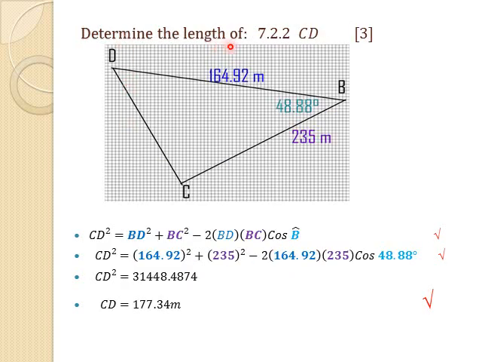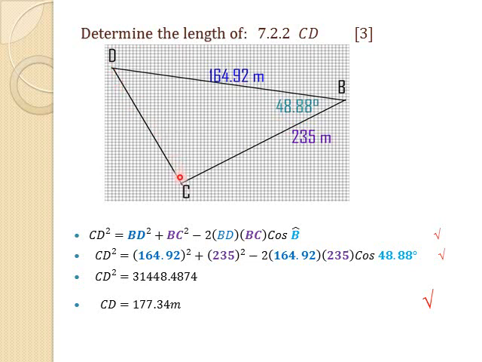So now to determine the length of CD, 3 marks. Remember we solved BD, it's 164,92. For the bottom triangle, we have the angle 48,88, and they gave me the side 235. So after finding this length, now I have 2 sides and an inclusive angle, right? So with the inclusive angle and the 2 sides, I'm going to use the cosine rule.